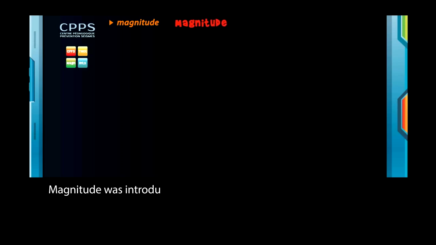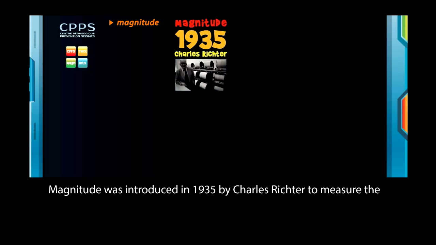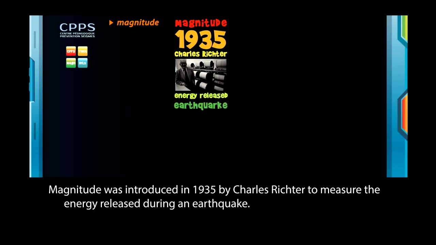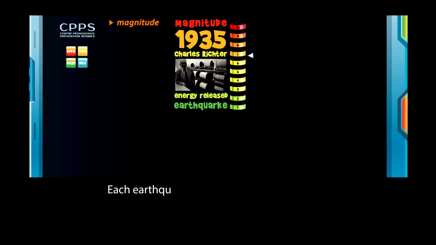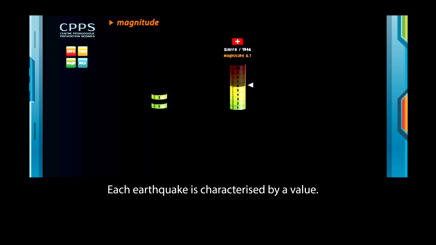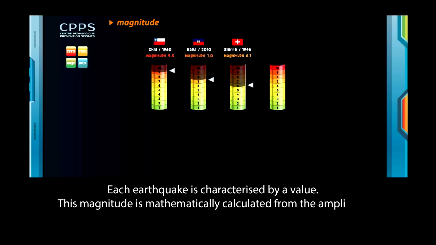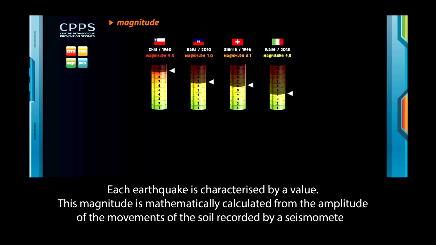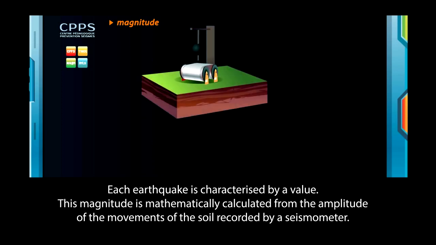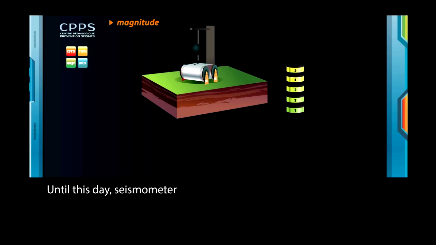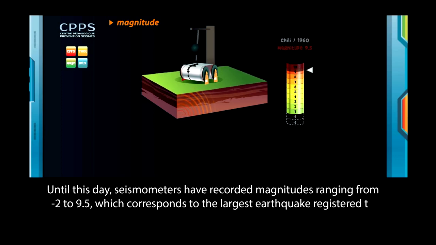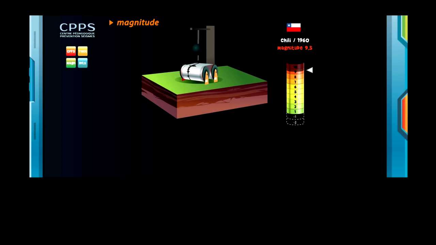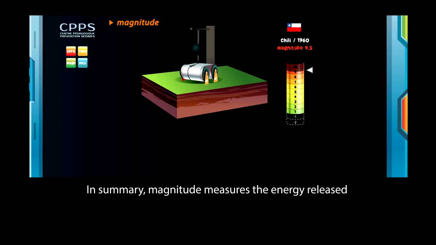Magnitude was introduced in 1935 by Charles Richter to measure the energy released during an earthquake, so we can compare the earthquakes between them on the Richter scale. Each earthquake is characterized by a value. This magnitude is mathematically calculated from the amplitude of the movements of the soil recorded by a seismometer. Until this day, seismometers have recorded magnitudes ranging from -2 to 9.5, which corresponds to the largest earthquake registered to date in Chile in 1960. In summary, magnitude measures the energy released as a seismic wave by the earthquake.